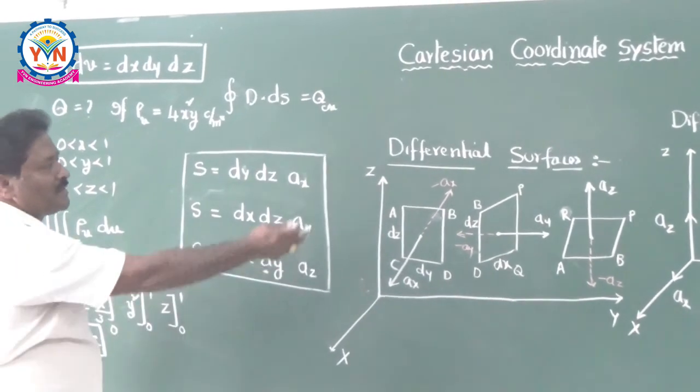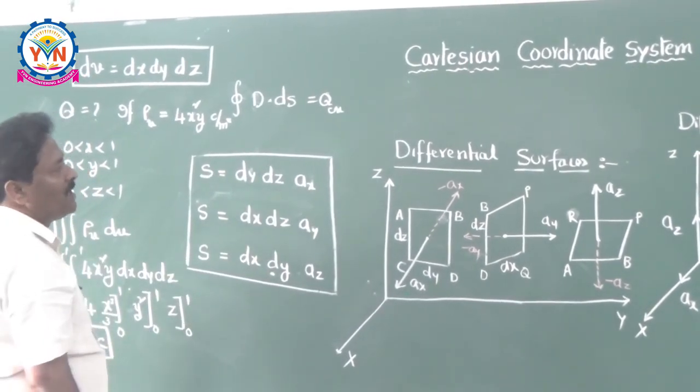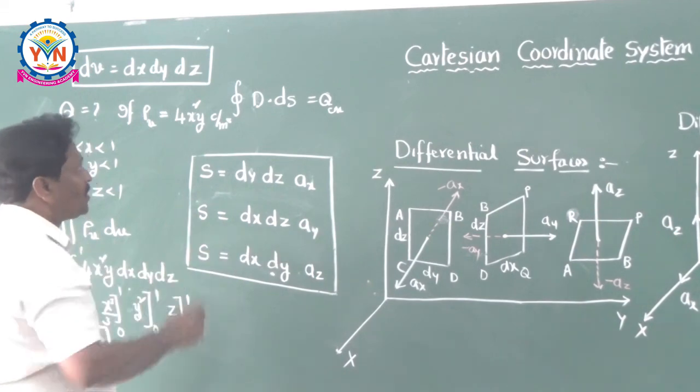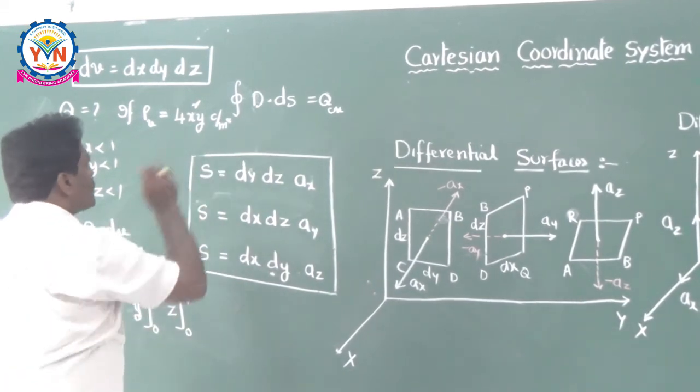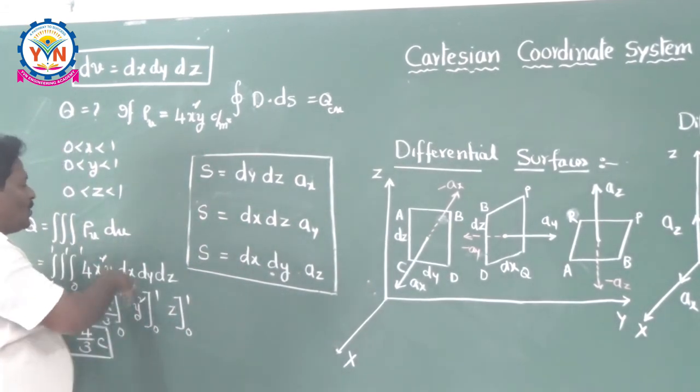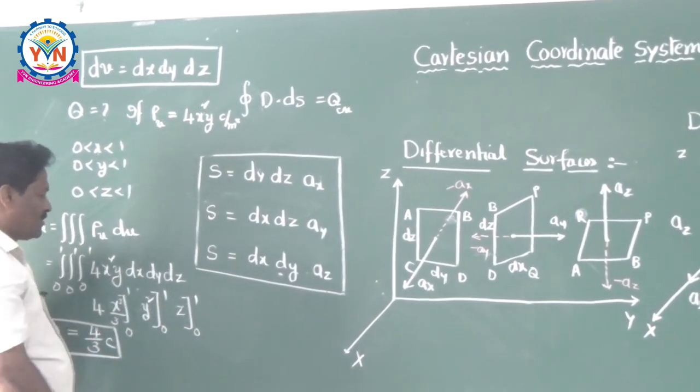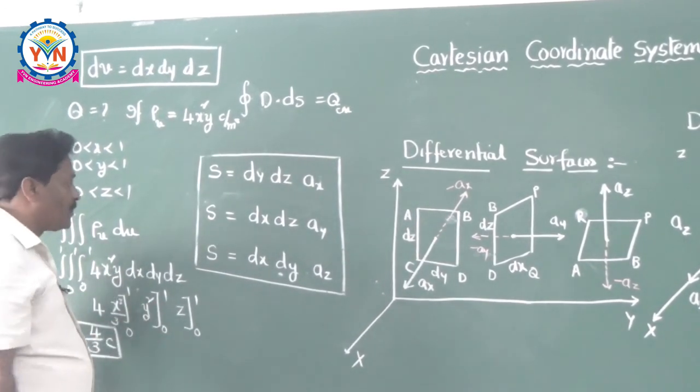I told you that is for differential length and differential surfaces. You are going to use them in your Gauss law, and here if you want to get the charge enclosed, then you have to do this. So this is the way of doing the problem.